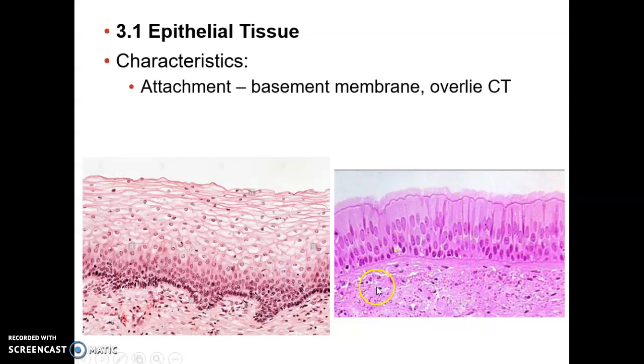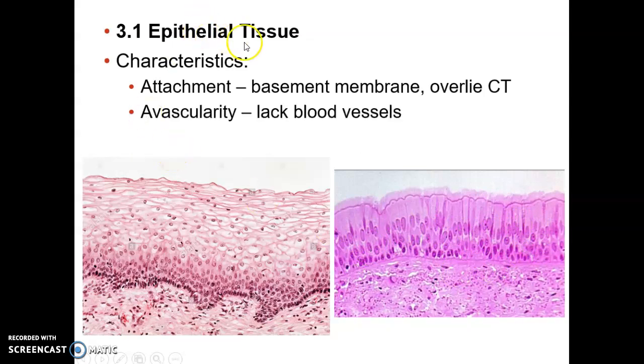And then underneath, connective tissue does not have this clear edge against nothing. It is always in contact with an overlying epithelial tissue. So an underlying connective tissue is almost always in contact with an overlying epithelial tissue.